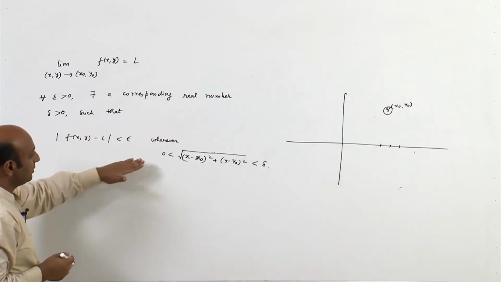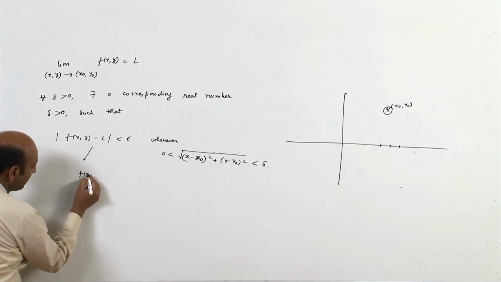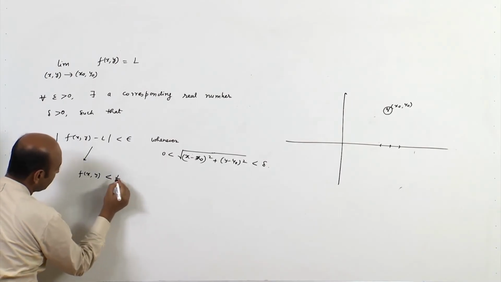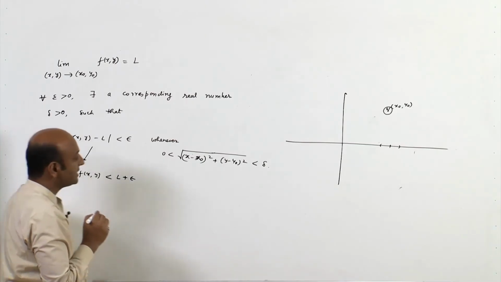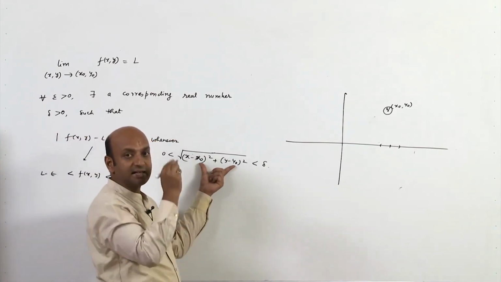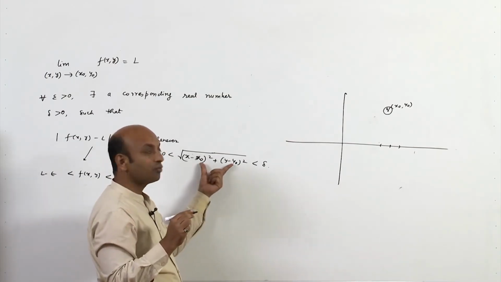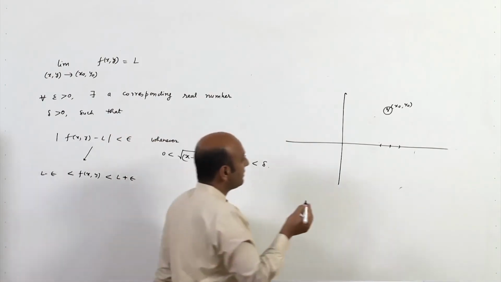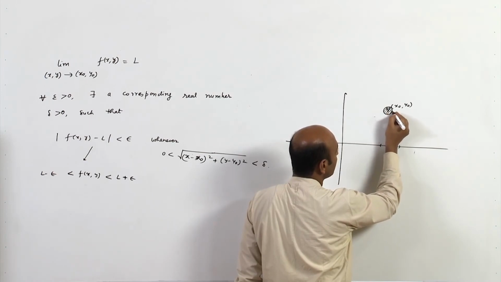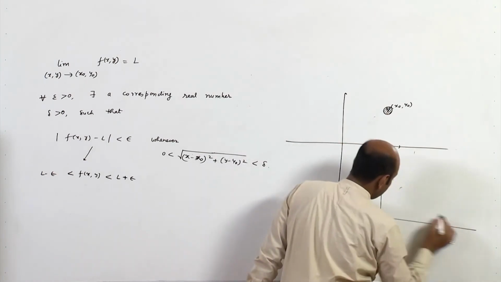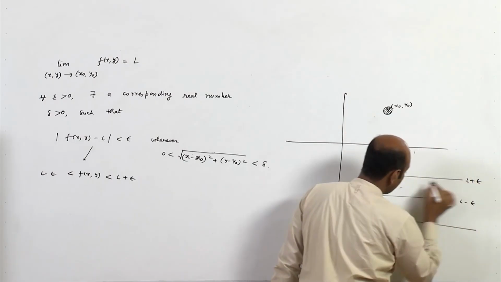Now again, what does it mean? It means that this inequality says f(x, y) lies between L − epsilon and L + epsilon, and this means all (x, y) that lie inside a disk of radius delta and center (x₀, y₀). That means this region, center (x₀, y₀) and radius delta, and this is L − epsilon and this is L + epsilon and this is some L.